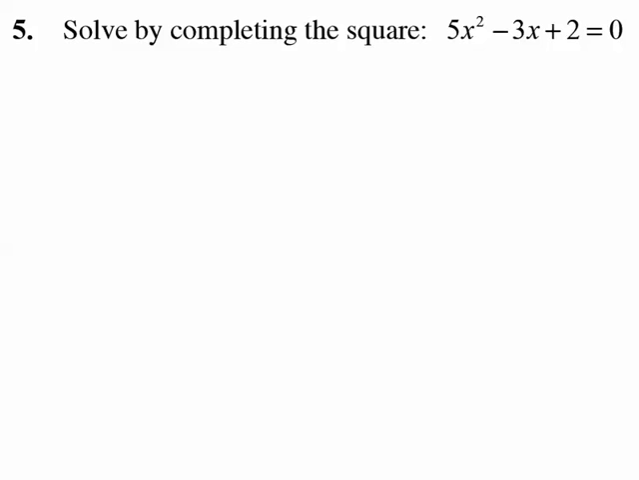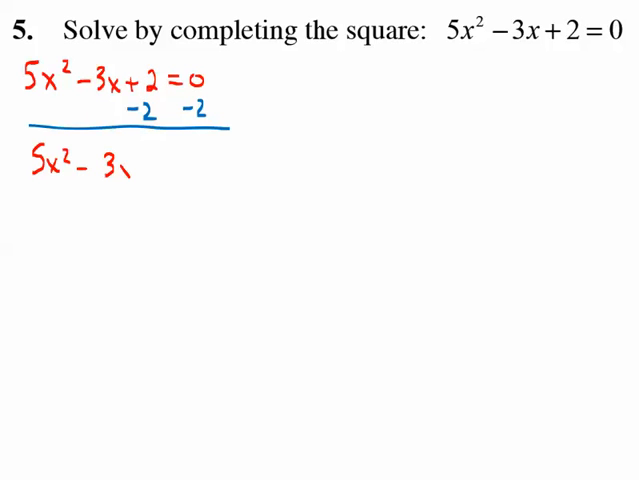So now the problem is that little 5 in front of x squared. That's what we've got to deal with now. So again, what we're going to do is switch the 2, bring it to the other side. So let's subtract 2 from that side. Leave a little space here.